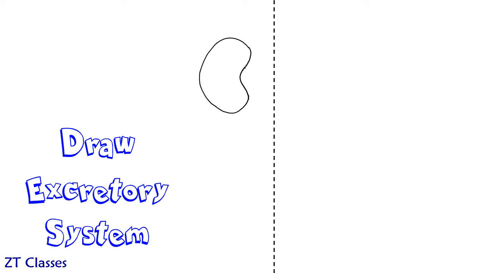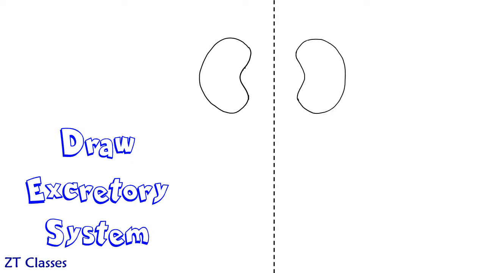So it is symmetrical along the central axis. So let's draw the axis first, and we'll draw the right kidney first. Right, so in this diagram we are seeing the person from the front. So this kidney will be the right kidney of that person, and let's draw the left kidney.